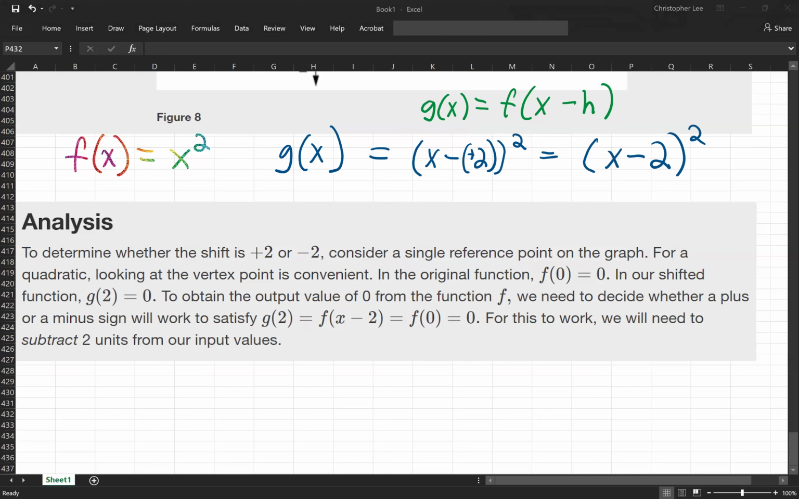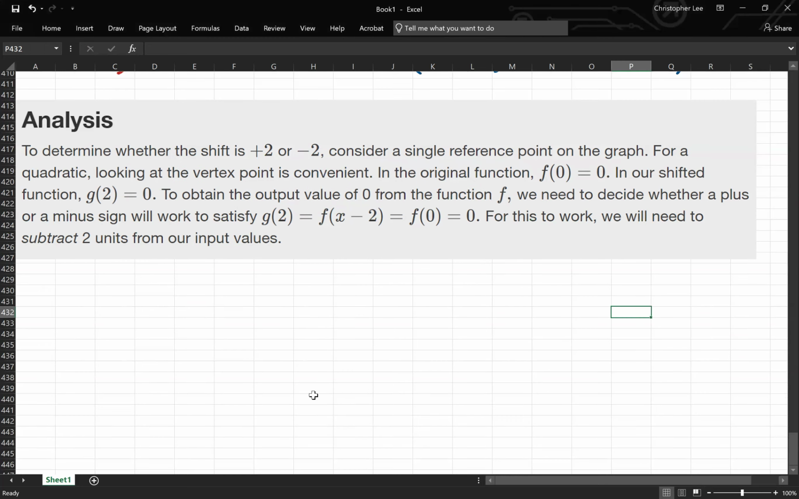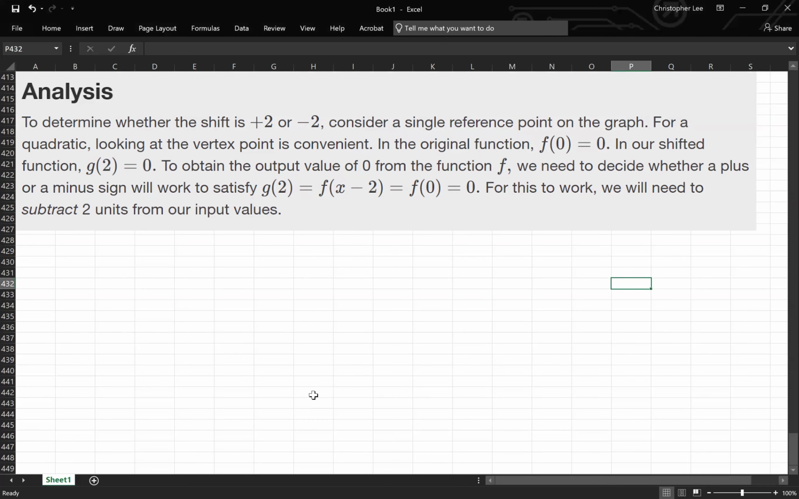Nah, it don't make sense. So I mean, that's exactly. Right. I'm okay with that too.